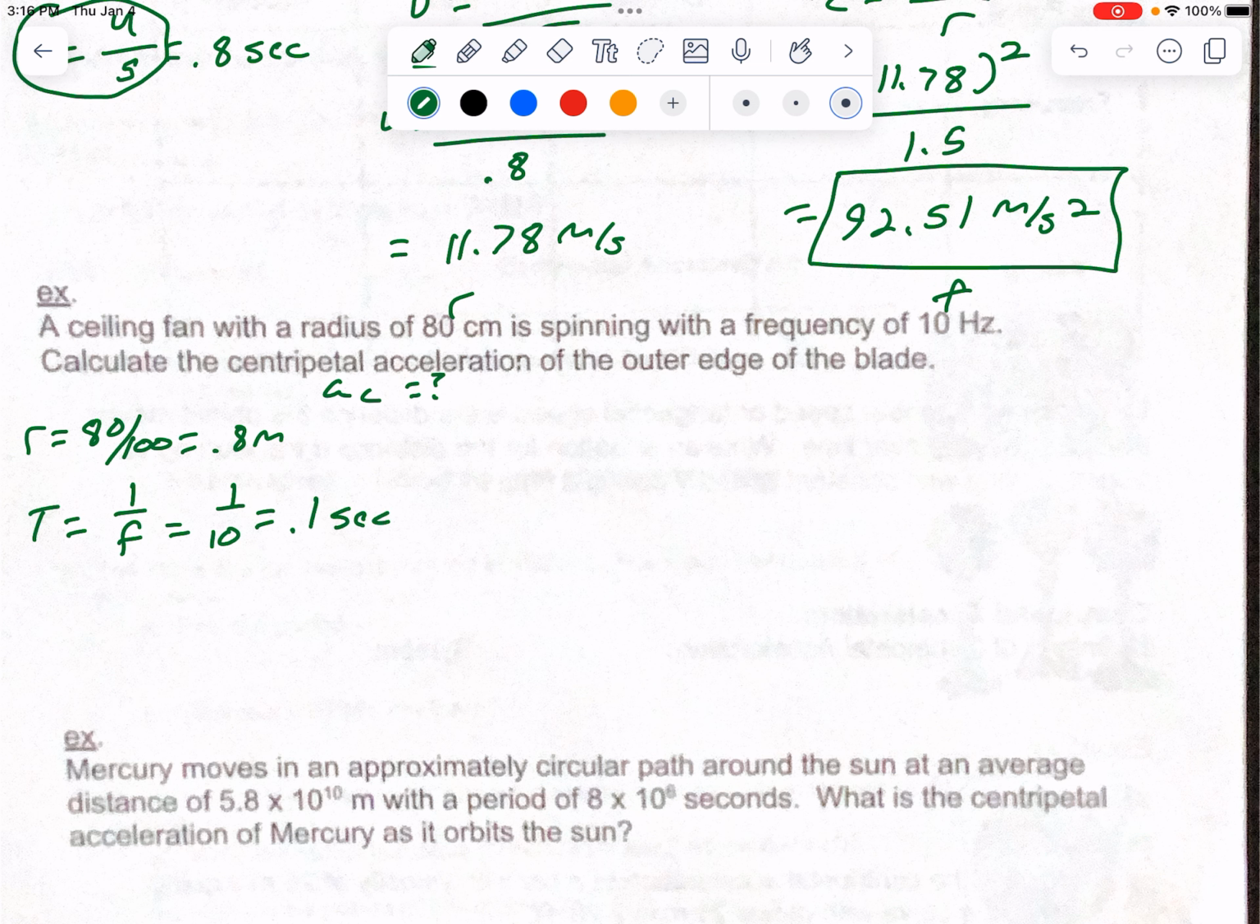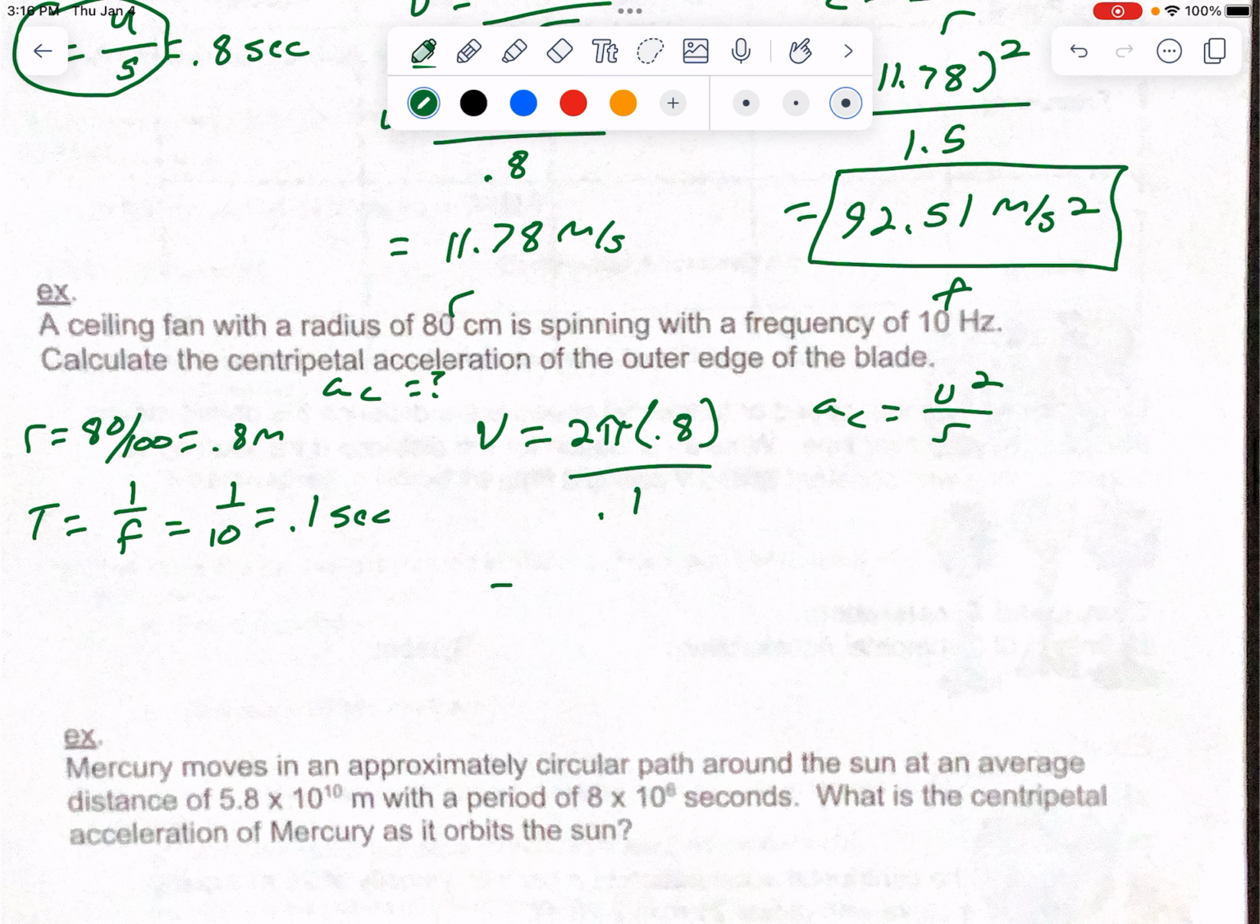Now, we're trying to get to AC. So AC equals V squared over R. I don't have V, so I need to find it. So we're going to do the same thing we did in the problem before. V equals 2 pi R over T. So 2 pi times my radius, 0.8, over time, which is 0.1. And that's going to give me a velocity of 50.27 meters per second.